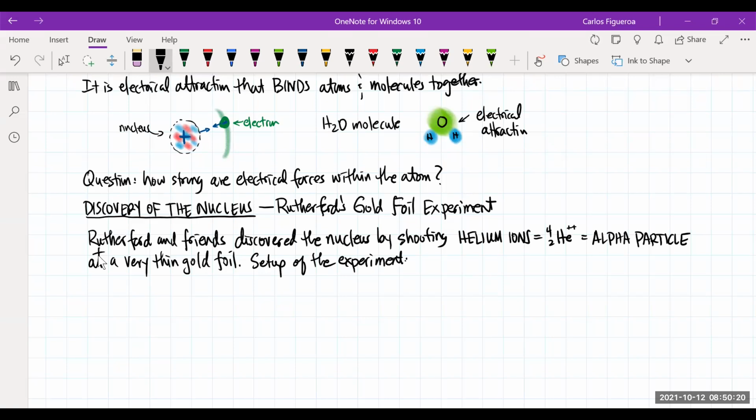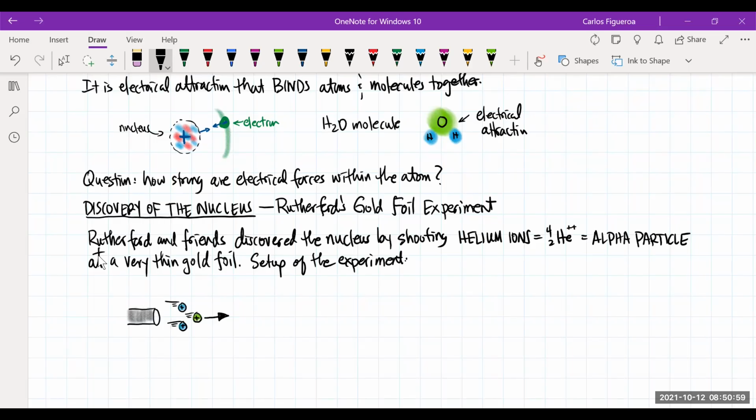So what he did here is he had a gun, and this is a helium gun. That means this gun would shoot out little particles. So you're seeing the shooting of these guys here. We're going to focus on the first one, but there are these other ones right here. These are the helium ions, the alpha particles, and these guys are definitely moving very fast.